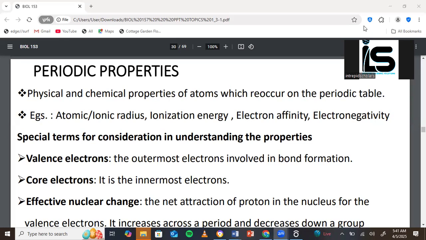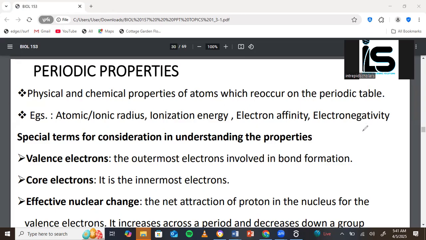So periodic properties are physical and chemical properties of atoms which recur on the periodic table. Examples are atomic and ionic size, ionization energy, electron affinity and electronegativity. We'll talk about all of them, and some special terms for us to understand.